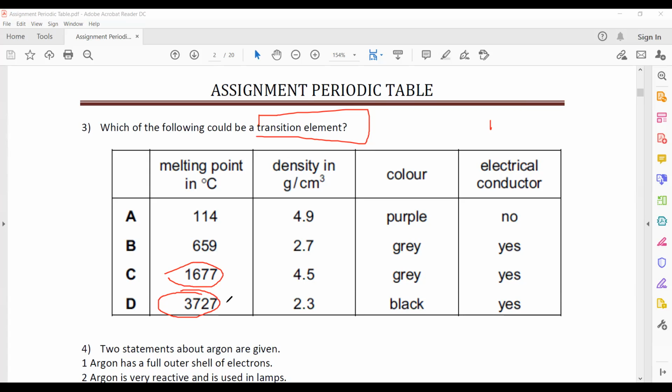Then they should have high density. When you check the high melting point, these two are high, and for high density and colored compounds, gray or black, both are colored. But why specifically is C the answer? Because D is actually a very high temperature. You will find that the melting point of diamond is in this order. It's very high, about 1600, 1800, 1200. These all refer to high temperatures.